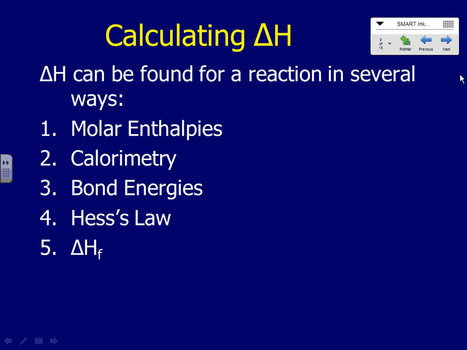Now, there are 5 methods that I'm going to teach you on how we calculate this delta H value, this energy value. One of them is called molar enthalpies. Yes, we're going to be dealing with moles, obviously. And a molar enthalpy is like a molar mass. It's like a conversion factor. We're going to be doing that for the rest of this class.